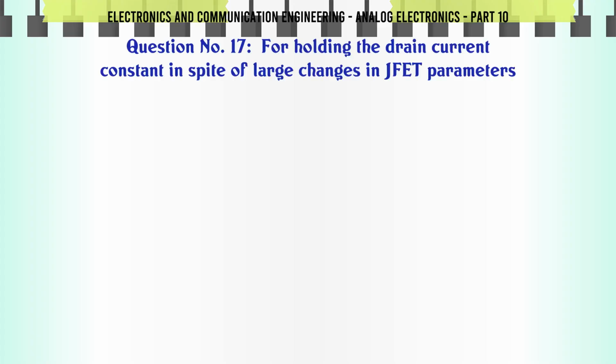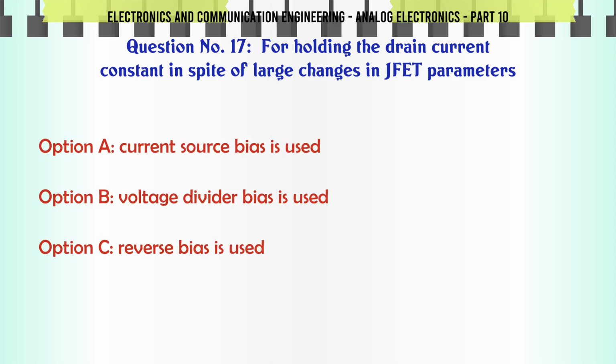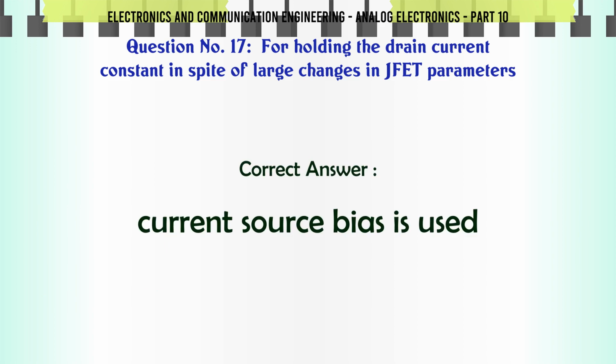For holding the drain current constant in spite of large changes in JFET parameters: A. current source bias is used. B. Voltage divider bias is used. C. Reverse bias is used. D. No bias is used. The correct answer is current source bias is used.